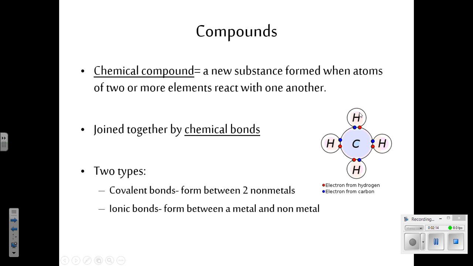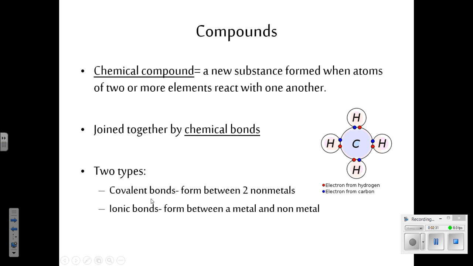So a chemical compound is when we get a new substance formed when atoms of 2 or more elements join together and react with one another. So they have to somehow join together using what we call a chemical bond. And there's 2 main types that we'll talk about here.